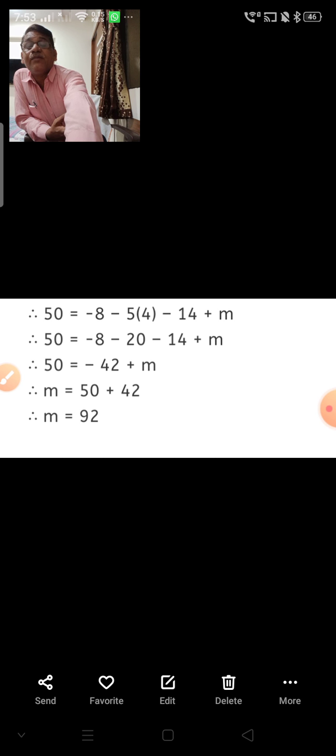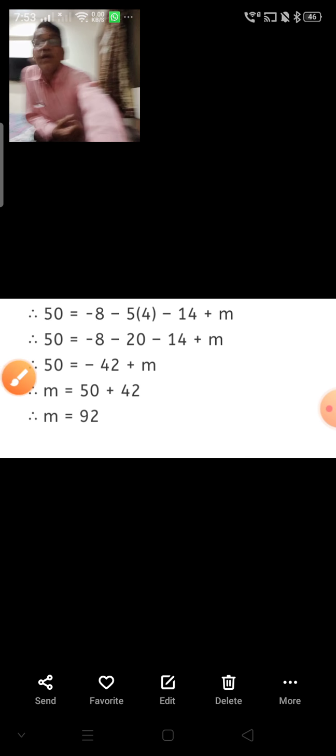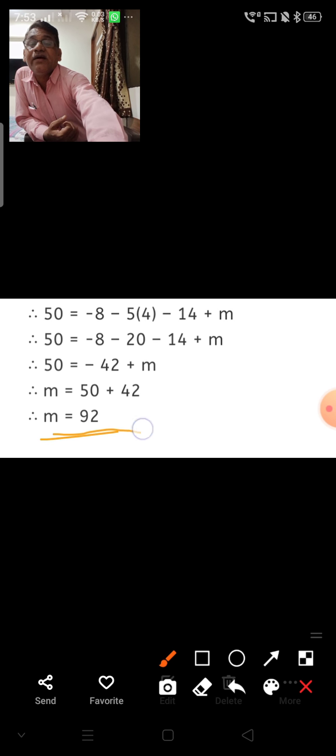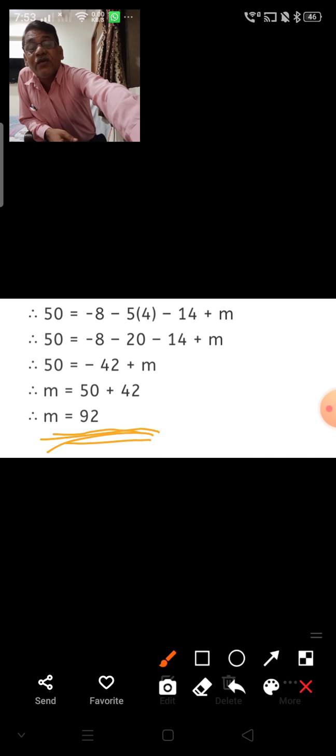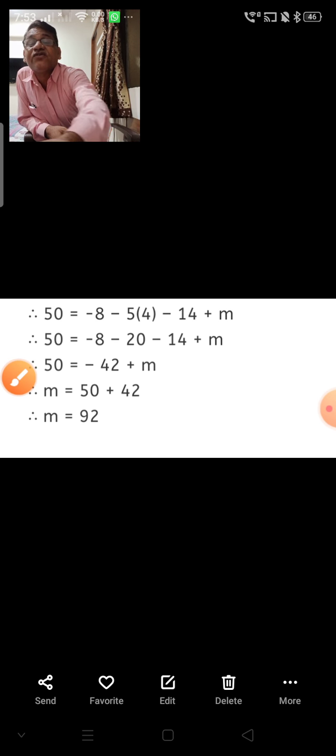You have to find m, so transfer that minus 42 to the left hand side. So m is equal to 50 plus 42, m is equal to 92. This is your final answer. If the remainder is 50, then the value of m is 92. You get it now? Now come to the next question.